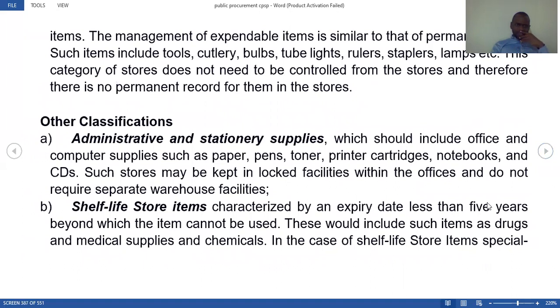We have other classifications like administrative and stationery supplies. These are items that are going to be used basically in the office for administration purposes. Then we have shelf life store items. These are items that are characterized by an expiry of less than 5 years, and they must not go beyond that period. For example, we are talking about drugs or chemicals. They need to have a shelf life of less than 5 years.